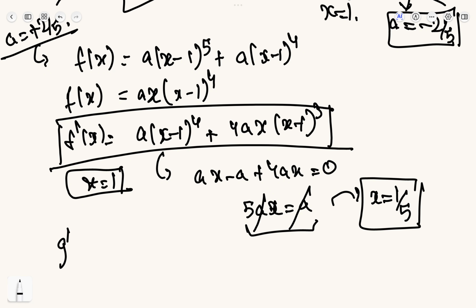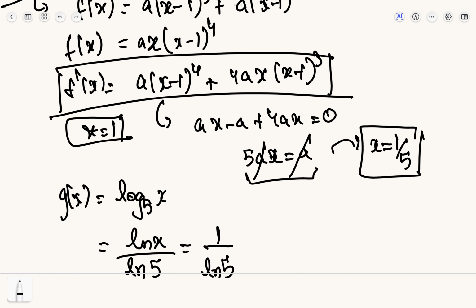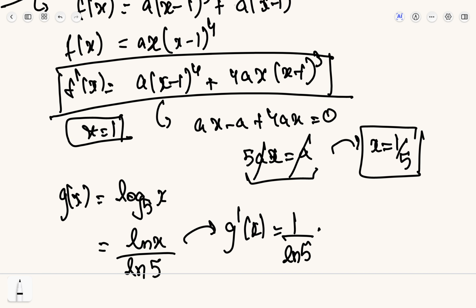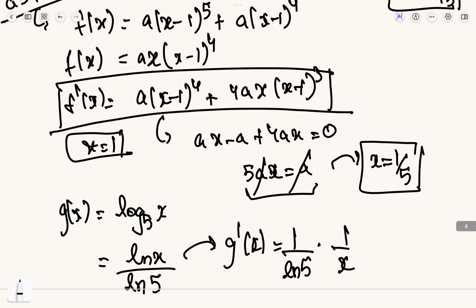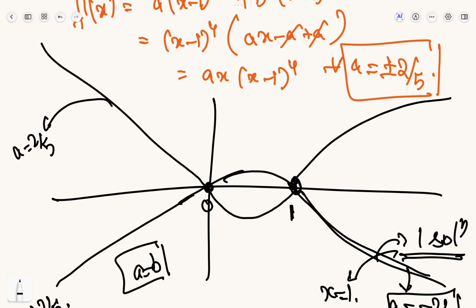So I have another function g(x), which is log base 5 of x. I can write this as ln x upon ln 5. So this is 1 by ln 5 times ln x, and then I can just differentiate it easily. So g dash x would be 1 by ln 5, hence 1 by x. So I just need to compare both of these, and when you compare, obviously this is a decreasing function and this is an increasing function, so the f dash x is basically a greater value.